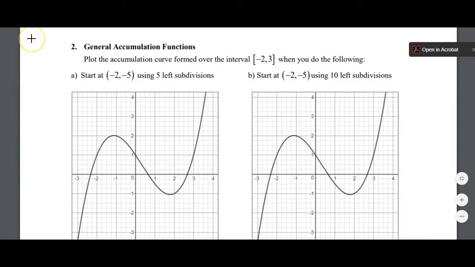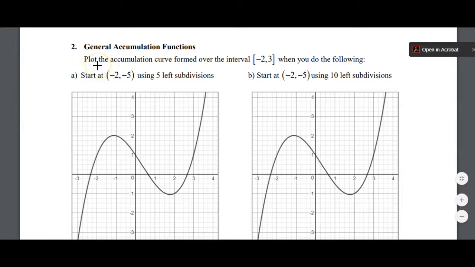Hey everyone, welcome to the second video on accumulation. We're going to go ahead and go through a quick problem right here and talk about a website where you can look at these more generally. So right now we're looking at this problem right here.